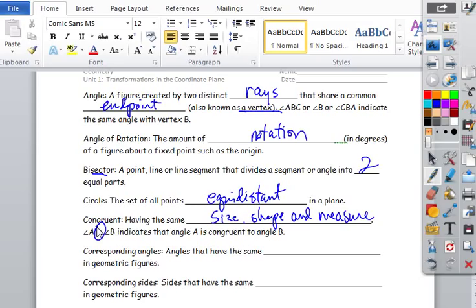Corresponding angles, angles that have the same relative position. And this will make more sense when we get to it in a little while. Is it saying they are in the same spot? No. But if one of them is on top of a line, then the other one's got to be on top of the line. That's what it's talking about. Corresponding sides, sides that have the same relative position there.